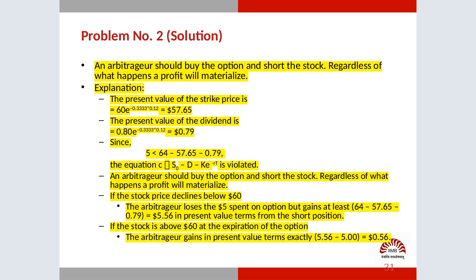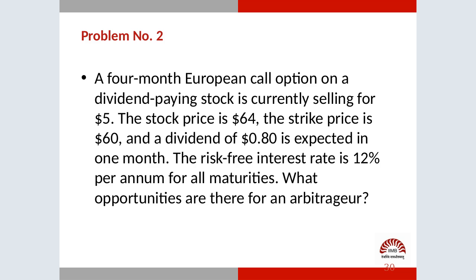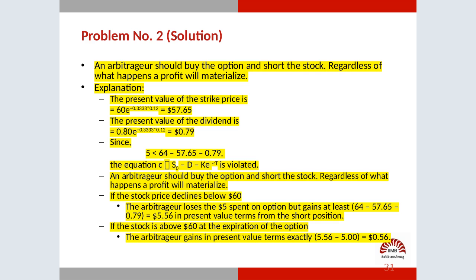So what is the explanation? The answer is buy the option, short the stock, and you will get a profit. But how? Look at this. What is the present value of the strike price? Remember, 60 is the strike price. So the present value of the strike price is 60 into e to the power of minus RT. R is 12%, T is 4 months. So I get the present value of the strike price as 57.65.